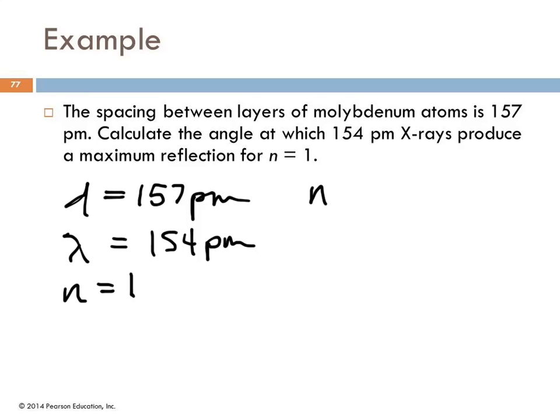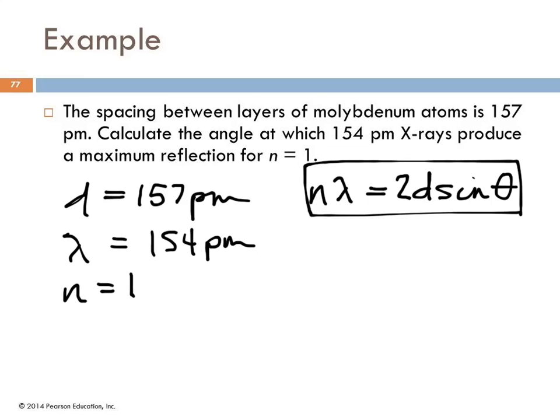So let's see if I can remember this. n lambda equals d sine of theta. Did I get it right? 2d sine of theta. Thank you. This is one of those equations that I do not use except in this part of this class, so I have a hard time remembering it. So that's Bragg's law.